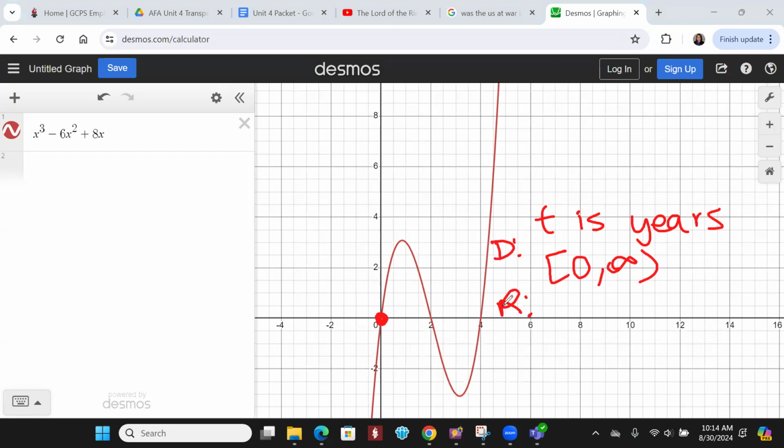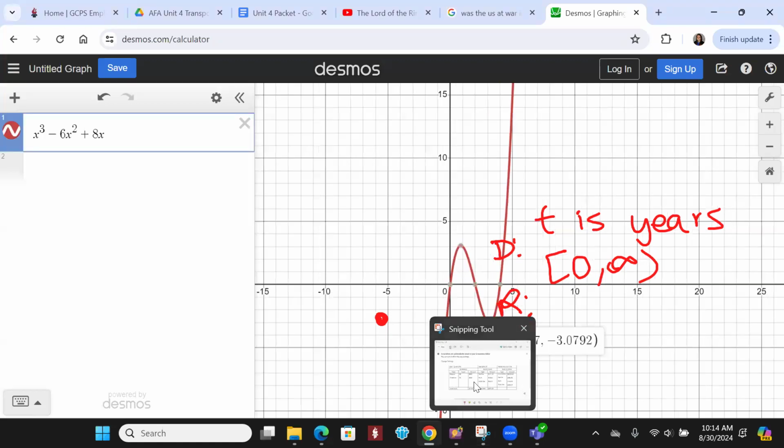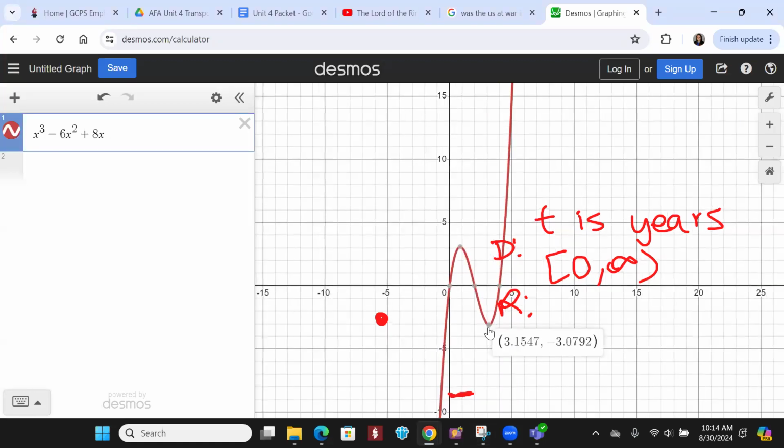All right. Range. What is our lowest Y value? Negative 2 point something. Negative 3 point, I'm sorry, yeah. Negative 3.0792. And how high does it go? Infinity, right?